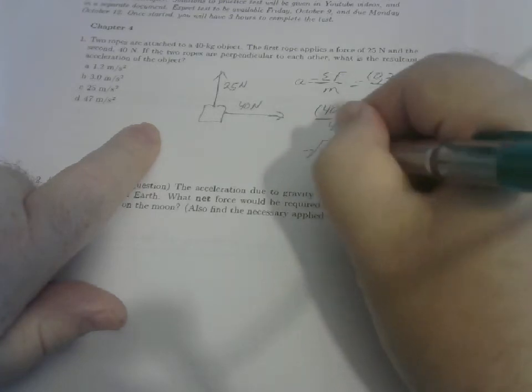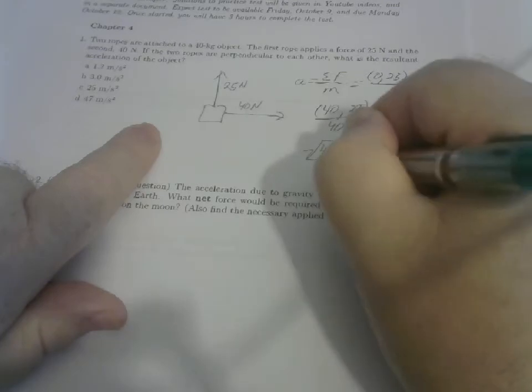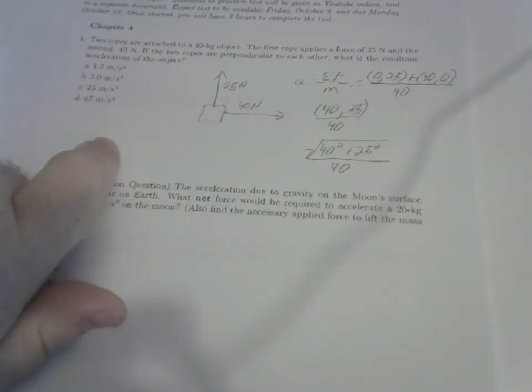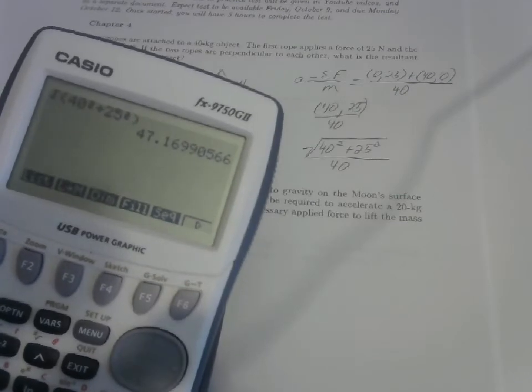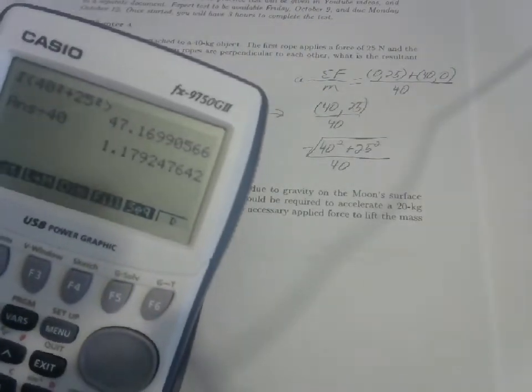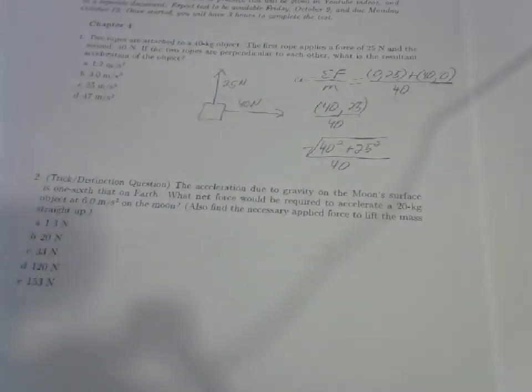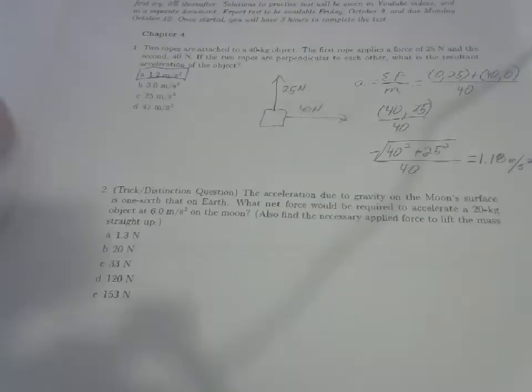And of course the magnitude of that vector is the square root of 40 squared plus 25 squared, which comes out to be 47.16. We'll divide that by 40 to get 1.18. And to two significant digits, that is 1.2 meters per second squared.